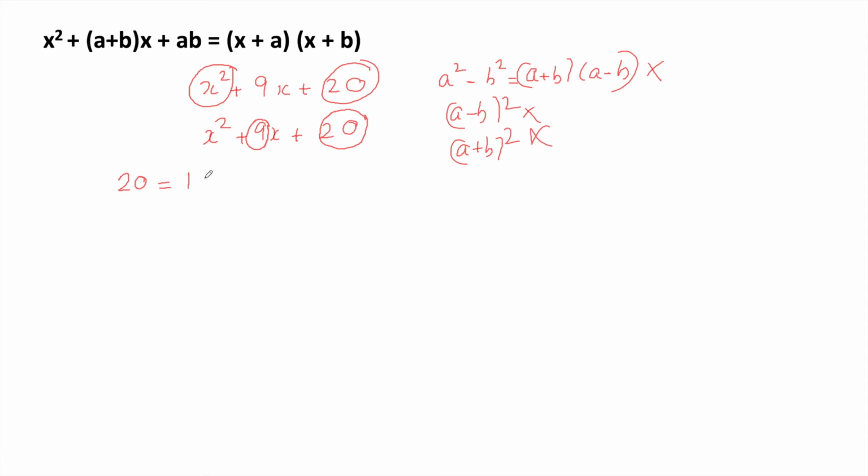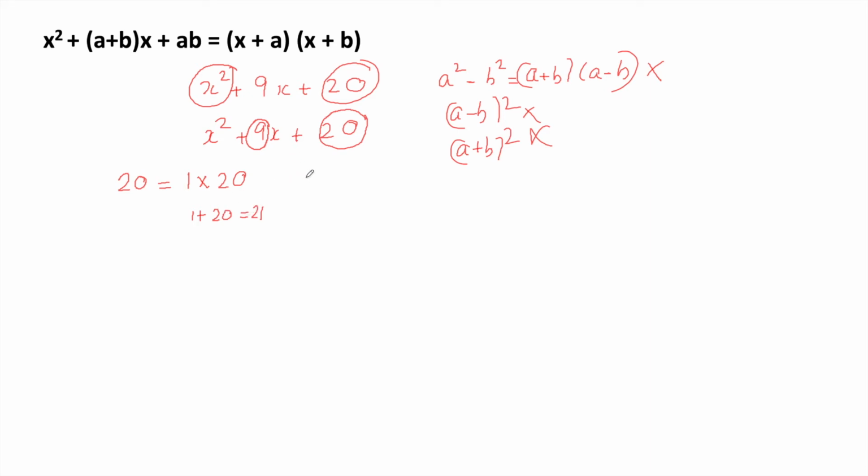Always start from 1 into 20, and sum these factors. 1 plus 20, it is 21. Sum of these factors should be the coefficient of the second term. That is our condition. So 1 plus 20 is equal to 21, that is not equal to 9. So these factors we cannot consider as a and b.